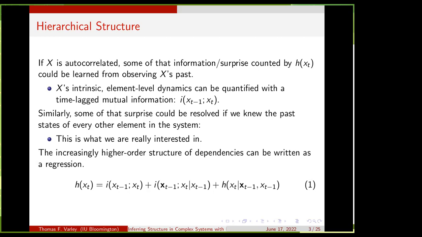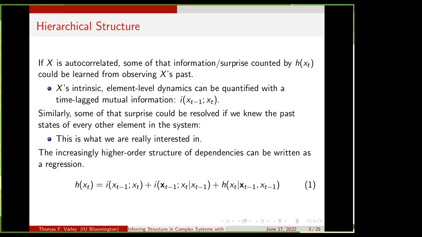All right. And then similarly, some of that surprise about the state of x at time t could be resolved if we knew the past states of every other element in the system, right? If we know that some upstream neuron fired or whatever, then knowing that our neuron has fired 1 millisecond later is suddenly not quite as surprising, okay? And so this is often what we're interested in.